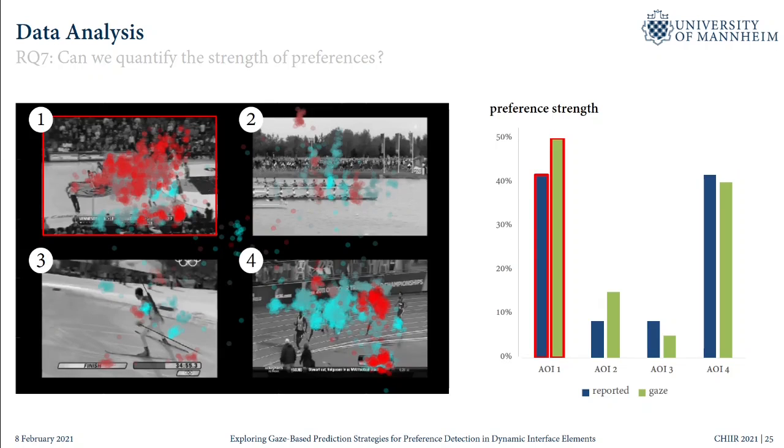During our evaluations, we noticed that in many cases, the gaze allocation not only matched the participants' selection of the preferred element, but also the ranking of these preferences. We therefore wanted to test whether we can predict not only which element is preferred, but also how strong the preference for each element is.